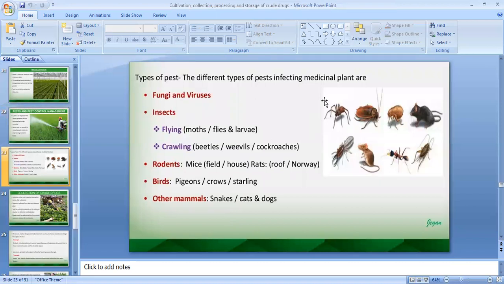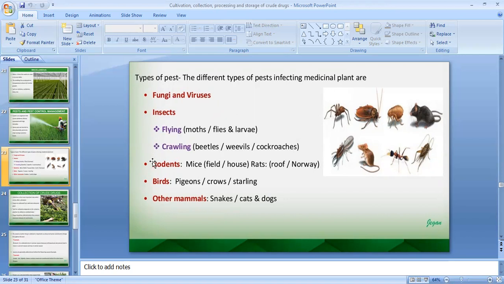We will see some types of pest. There are different types of pests infecting medicinal plants. First, fungi and virus. Second, insects. Insects include flying ones, moths, flies, and larvae, and crawling ones, beetles, beavers, and cockroaches.